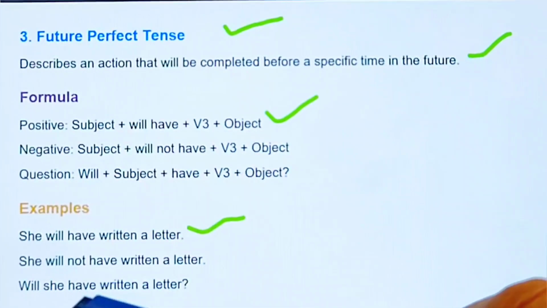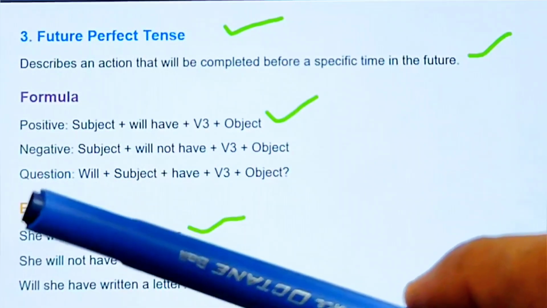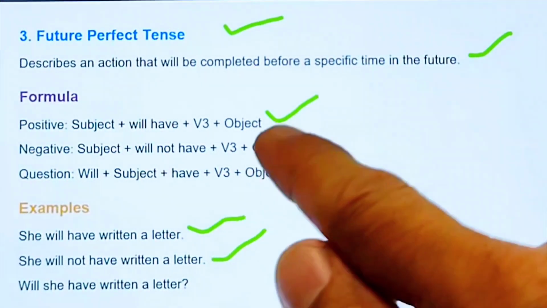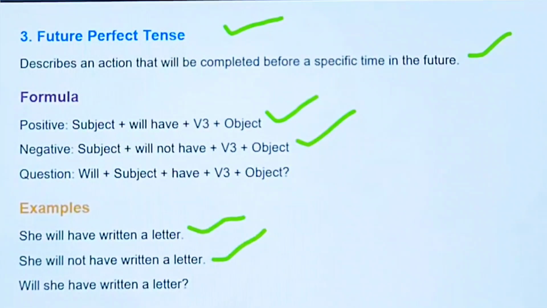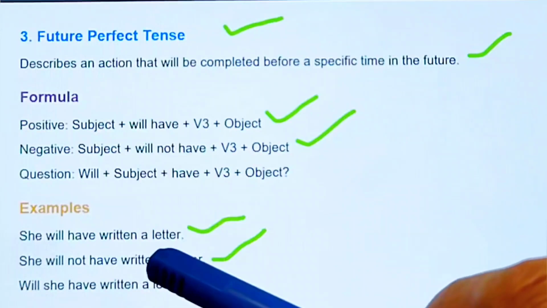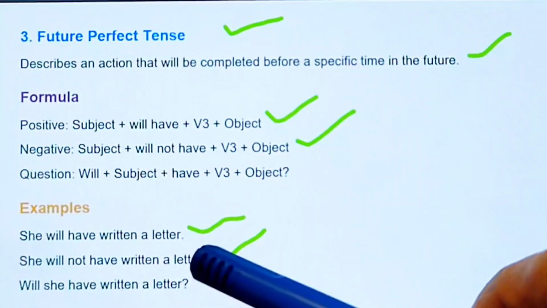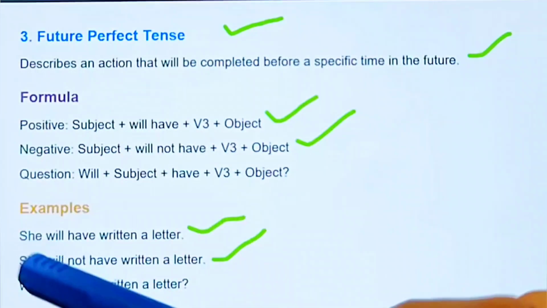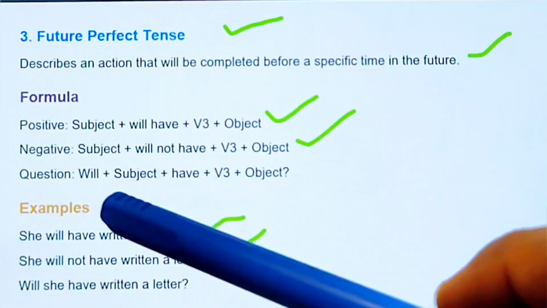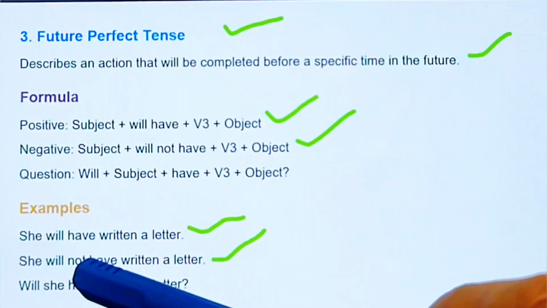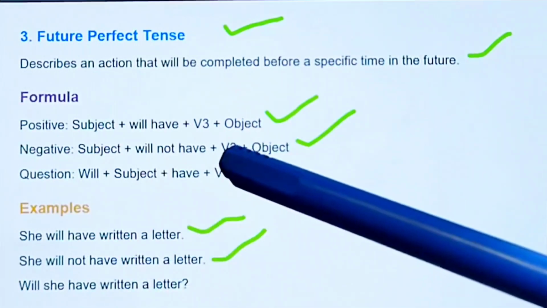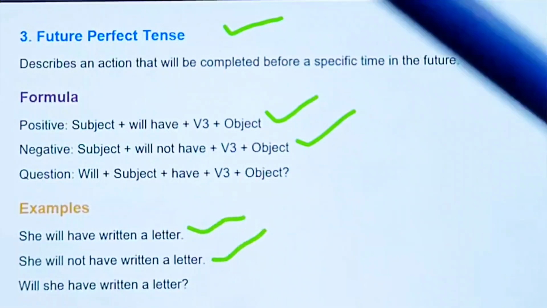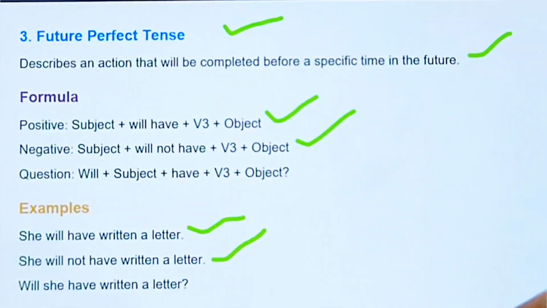And if we have this sentence in negative form, that time the sentence is here and the formula is this one. So: she will not have written a letter, and the formula is here. As we explained, she is the subject, will not have is for future perfect, written is the third form, and the object is the letter. Very simple sentence. Let's move on to the next example.